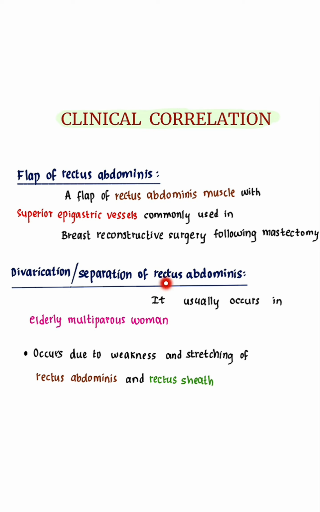Divarication or suppression of rectus abdominis. It usually occurs in elderly multiparous women. Multiparous woman is the woman who has given birth more than 2 times. It occurs due to weakness and stretching of rectus abdominis and rectus sheath.